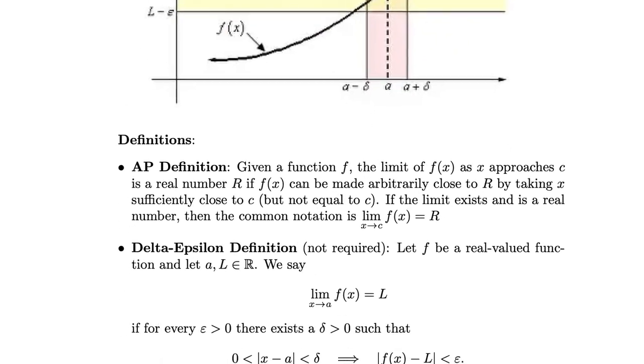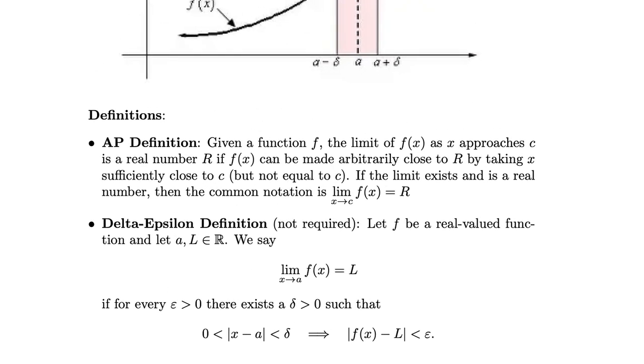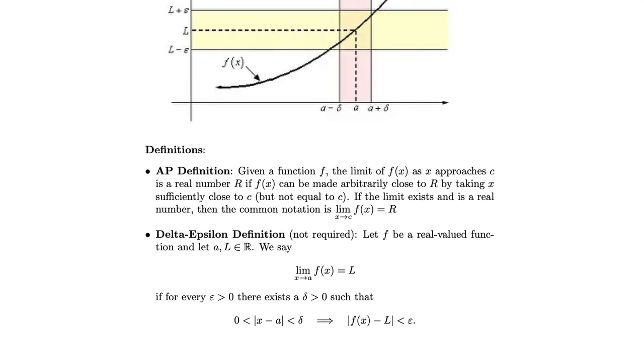Okay, so now we're going to move on to defining what a limit is. And we have two definitions here. One is the delta epsilon definition, which is the more rigorous or mathematical way of describing a limit. But this is not exactly tested. And all you have to know is encompassed in the AP definition. So we're going to take a focus on this.